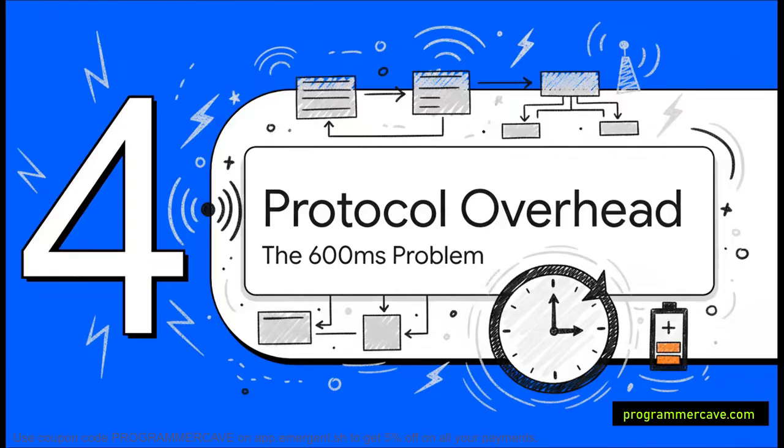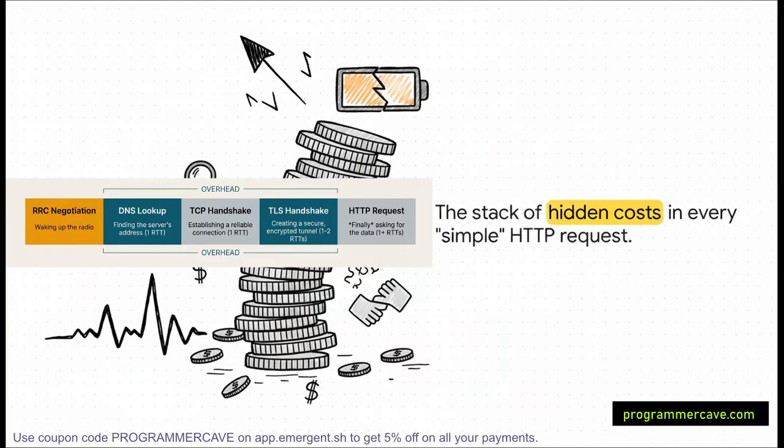So let's say you've done all that. You've batched your requests, the radio is fully awake, but the taxes don't stop there. Nope. We still have to pay for protocol overhead. These are the fixed costs that are just baked into the foundation of the internet, and they create what's known as the 600 millisecond problem. Just look at this stack of unavoidable taxes you pay on every single simple HTTP request.